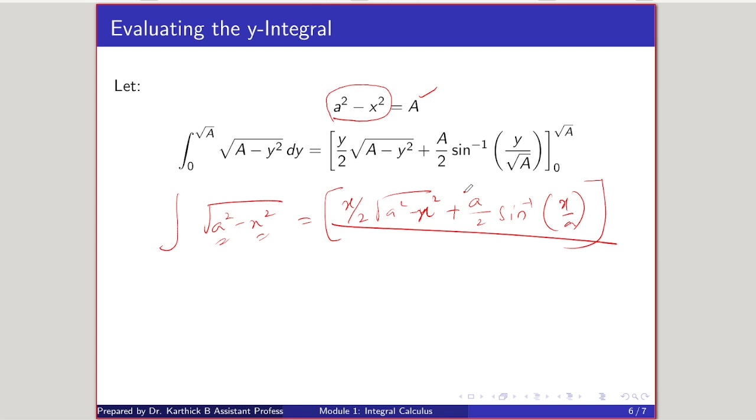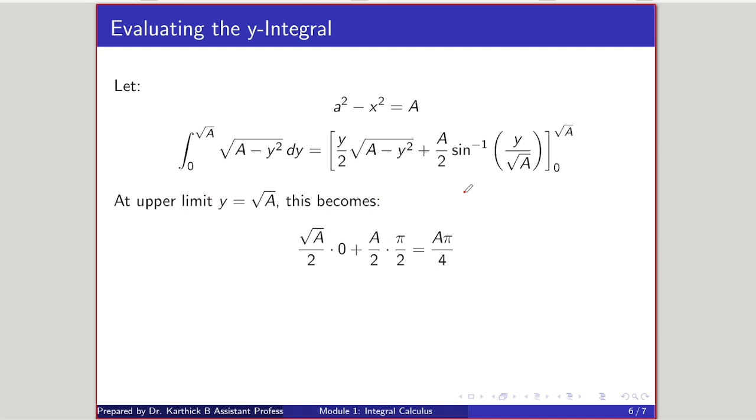So the same thing, what we will do next, I'm substituting the limits. In the place of y, I substitute the upper limit, the square root of a square minus x square, and the first term becomes 0. The sine inverse term becomes sine inverse of 1, which is pi by 2. Then if I substitute 0, the first term becomes 0, and sine inverse of 0 is 0. So finally, I'm getting a square by 2 into pi by 2, so a square pi by 4.